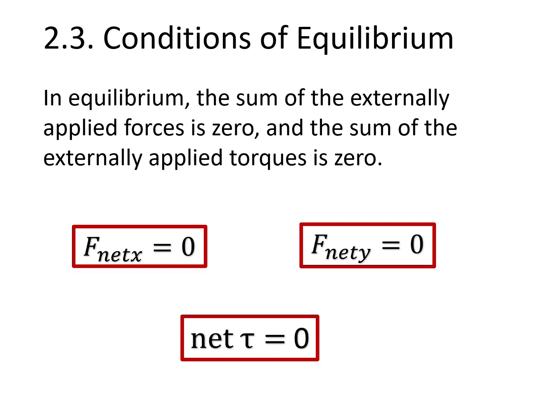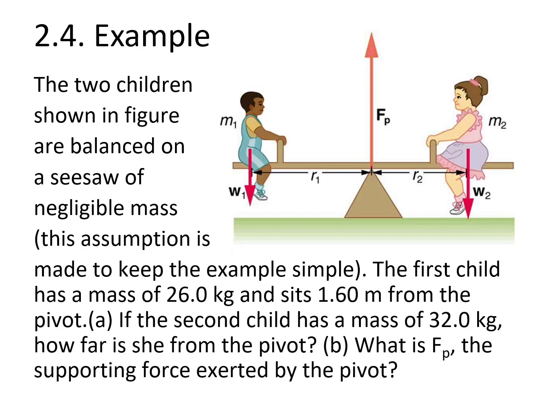Second, the sum of externally applied torques must be 0. That means the clockwise and counterclockwise rotational tendencies balance. So for equilibrium, we need both translational equilibrium and rotational equilibrium. This slide gives the checklist we will use in problems. Force balance in each direction and torque balance about a chosen pivot. Let us apply these conditions to a seesaw problem.